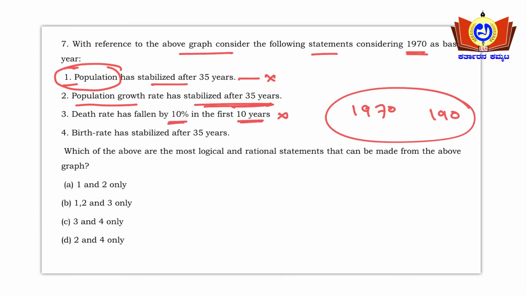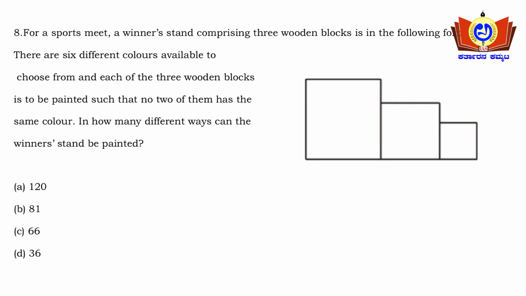No, actually this is also wrong here. Birth rate has been stabilized after 35 years. So this can also be true here. So option 2 and 4, option D, is the right answer here. So moving on to the next question.